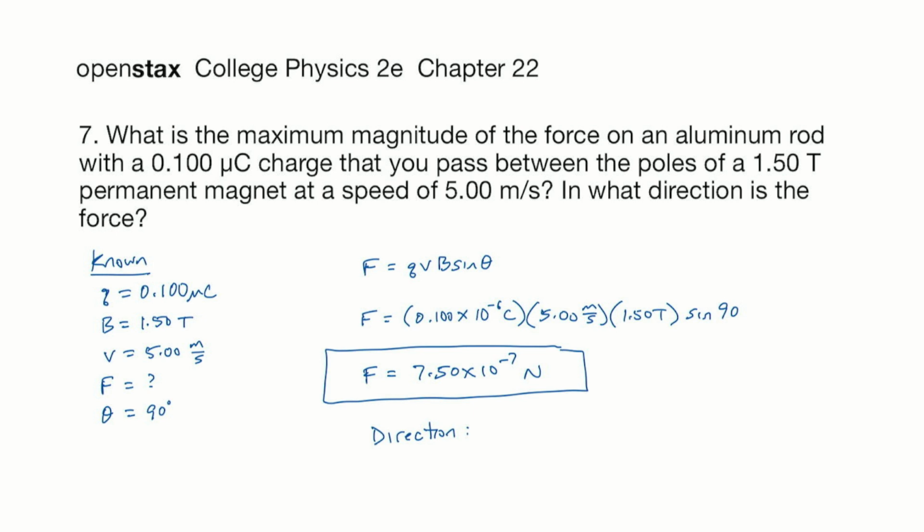All we can say for the direction is that the force is perpendicular to both the velocity vector and the magnetic field vector. We don't have their directions, so that is the best we can say. So we can say F is perpendicular to both velocity vector and magnetic field vector.